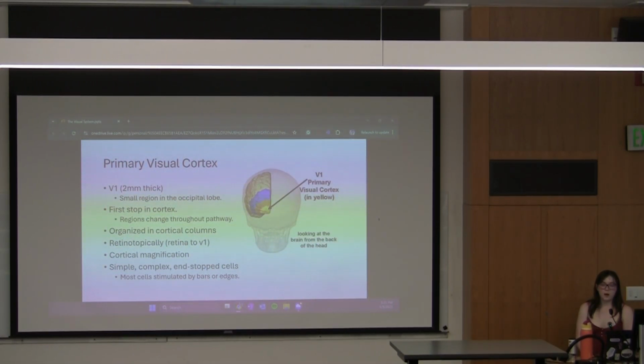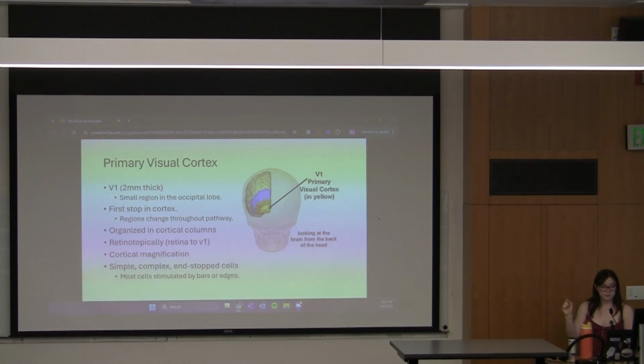So, for the primary visual cortex, we have V1, which is 2 millimeters thick. This is a small region in the occipital lobe. It's the first stop in the cortex. Regions change throughout the pathway. It's organized in cortical columns and retinotopically. So the retina, what's seen on that is corresponding to the V1.